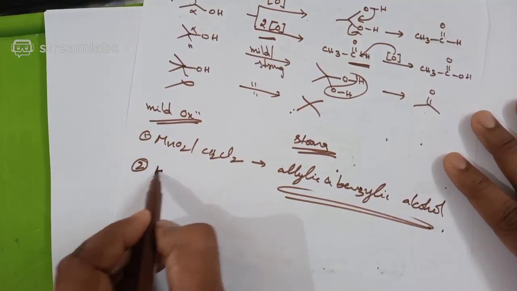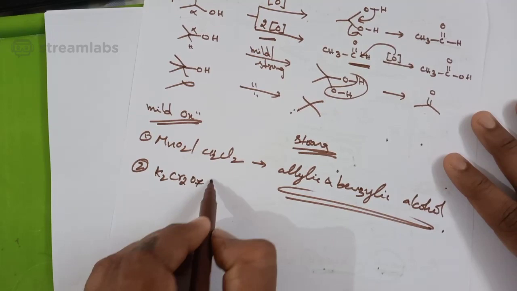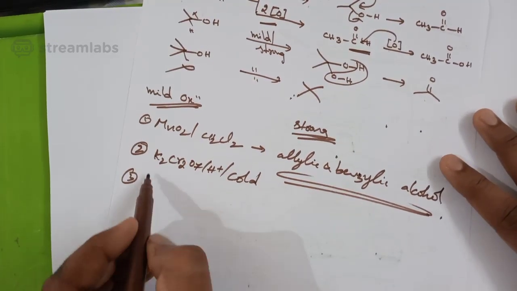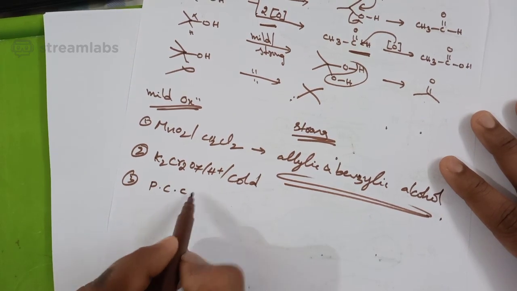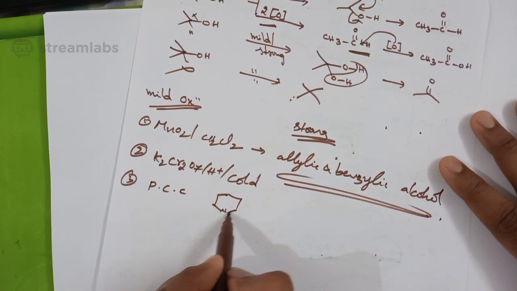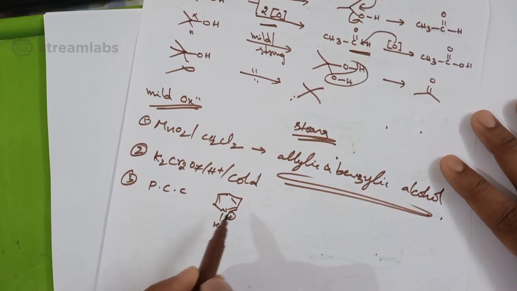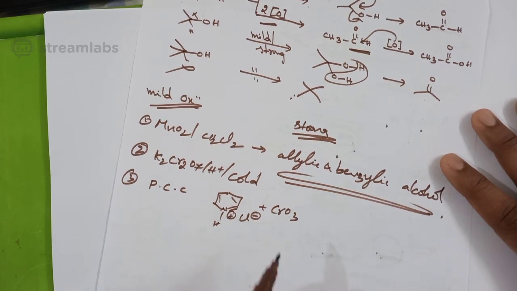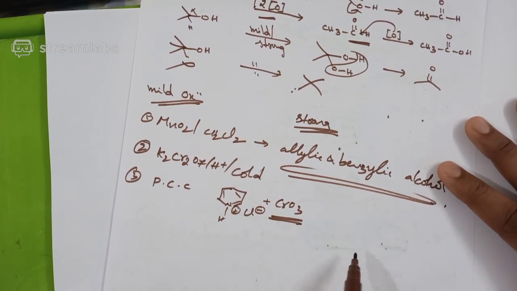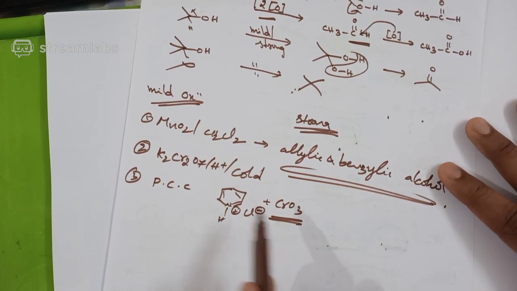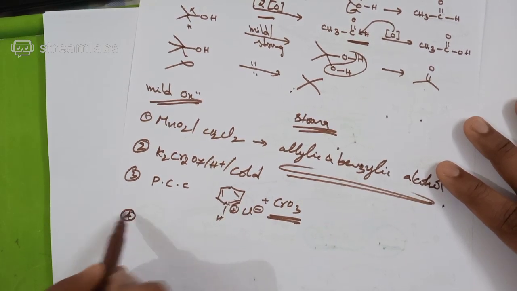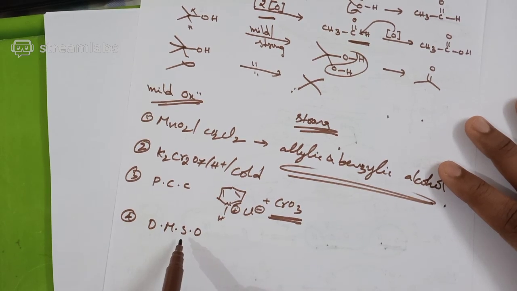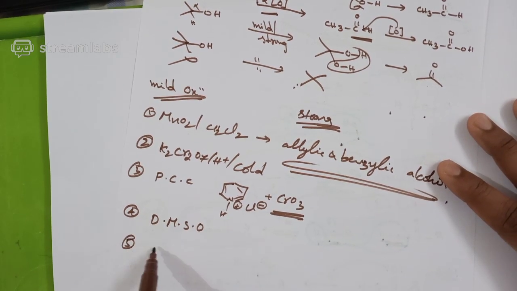The second mild oxidizing agent is K2Cr2O7 with H plus, cold. The third one, very important, is PCC, pyridinium chlorochromate. Whenever they give CrO3 with pyridine, it is usually pyridinium chlorochromate, a mild oxidizing agent. The fourth one is DMSO, dimethyl sulfoxide. Earlier I also explained Swern oxidation, where I gave this.